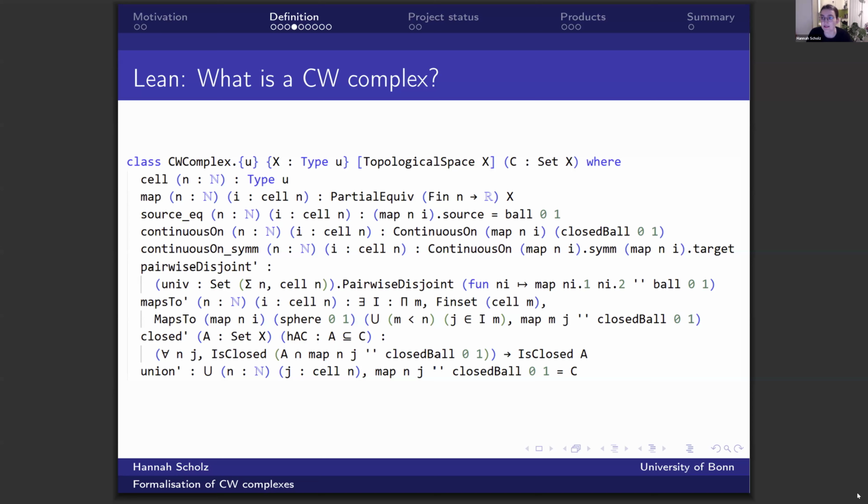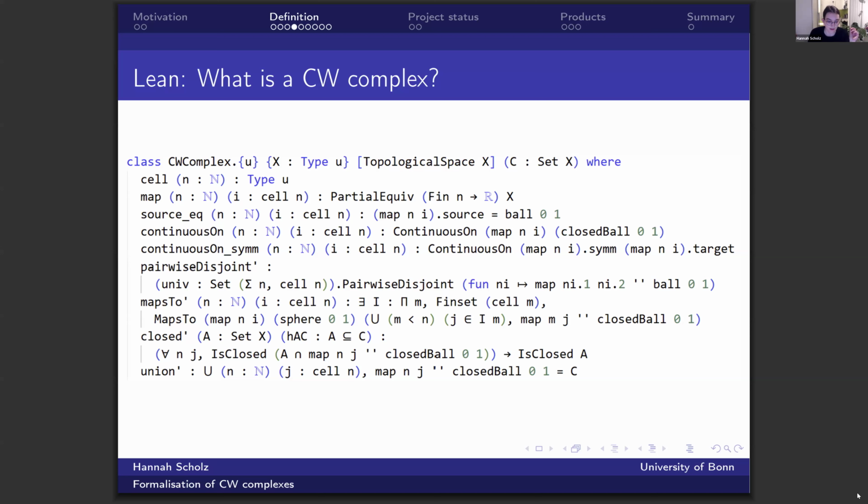And also this is a class. So originally we didn't have this as a class, simply because this is a lot of data, right? And I also showed you before that a space doesn't really have a CW complex structure canonically associated to it. So why did we then end up making it a class? First of all, there's a practical reason.